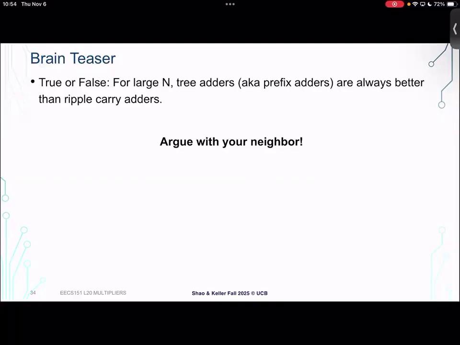Any other opinions? Agree, disagree? Depends on the application. Interesting. Say more.